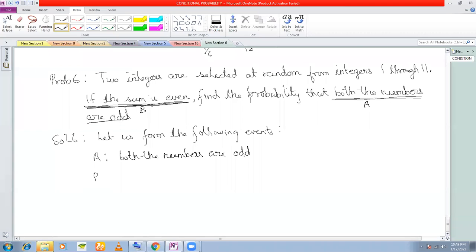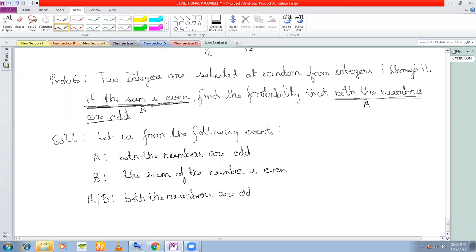And what is the event B here? The given event: the sum of the numbers is even. So what is the event A slash B? The event is both the numbers are odd, given that the sum is even. Not 'and', but given that. Conditional probability.